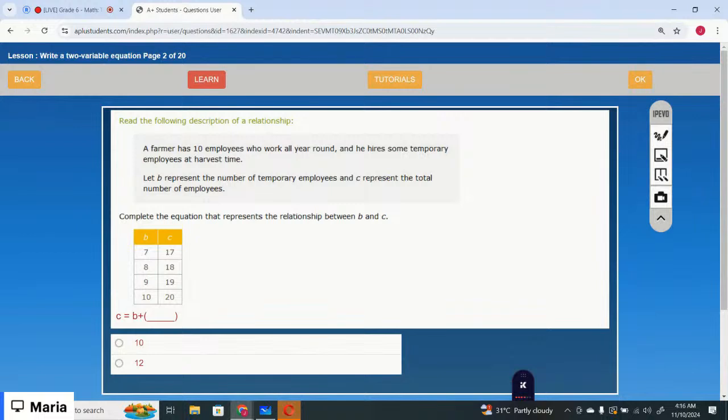Complete the equation that represents the relationship between B and C. C equals B plus the missing number. So which missing number is it? The correct option is C equals B plus 10. Option number 1 is the correct option.